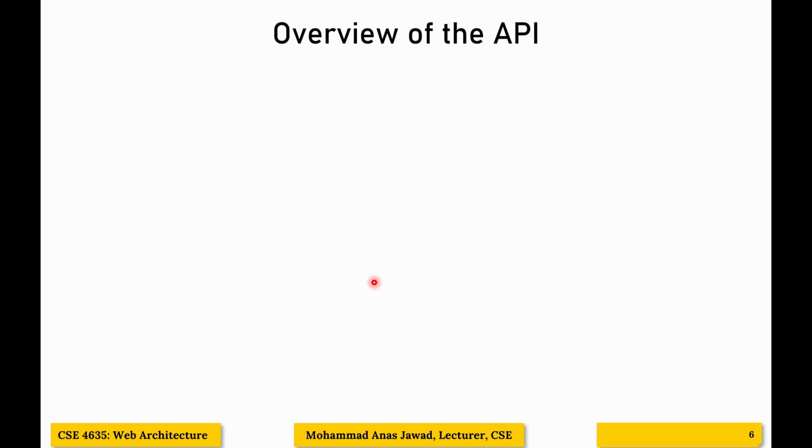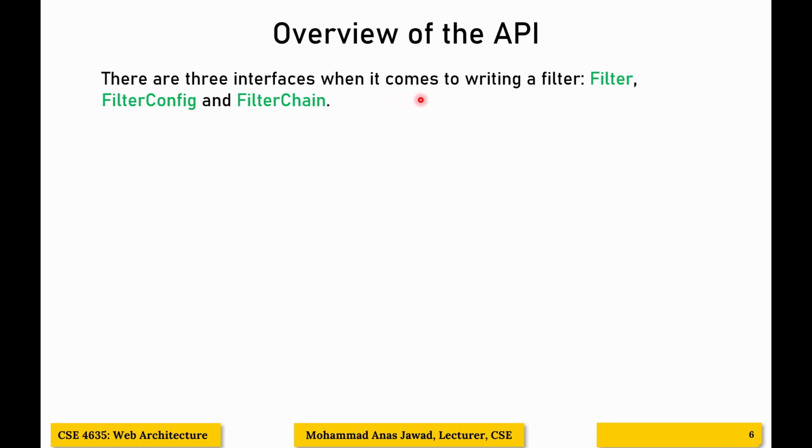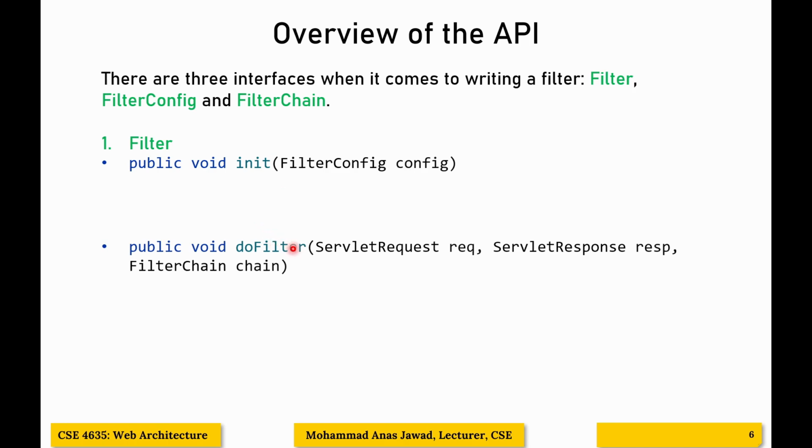Now let's take a look at the API that is used to write filters. There are 3 interfaces when it comes to writing a filter. We have filter, filter config, and filter chain. So now let's take a look at the filter interface first. The filter interface has 3 methods or 3 functions: the init method, the doFilter method, and the destroy method.